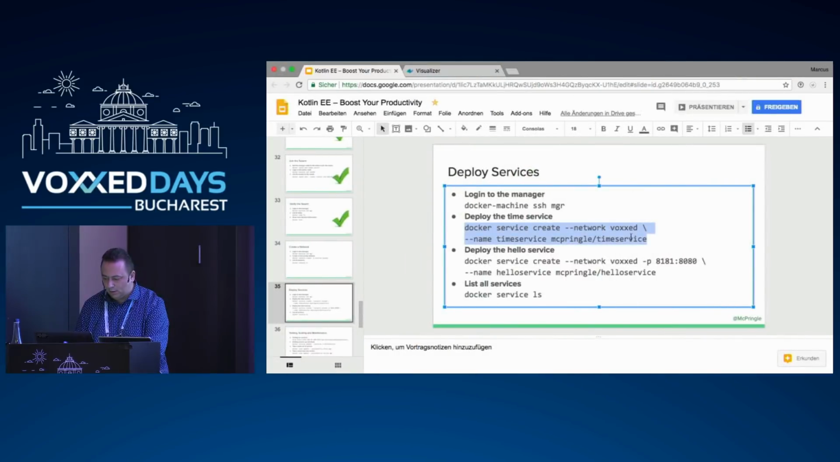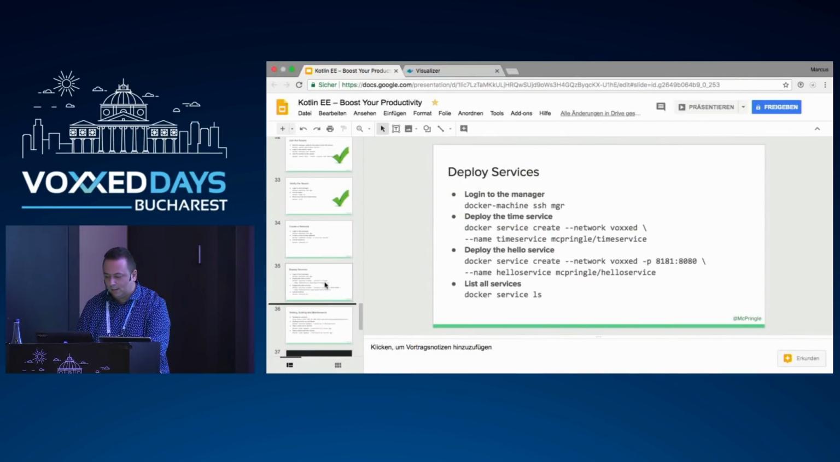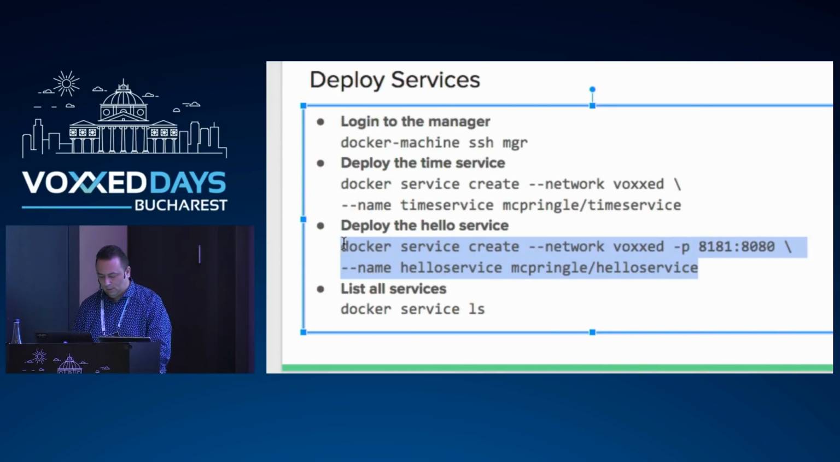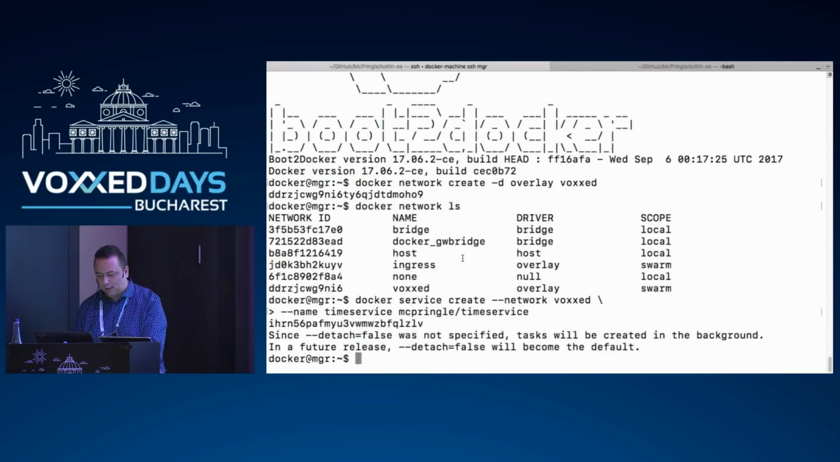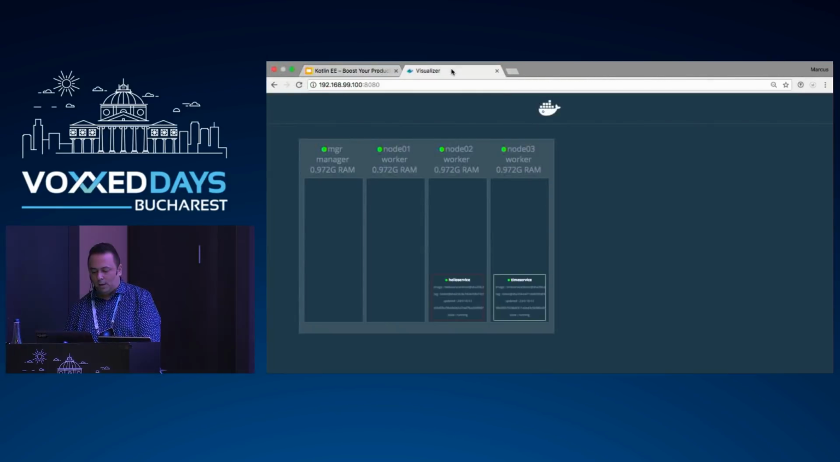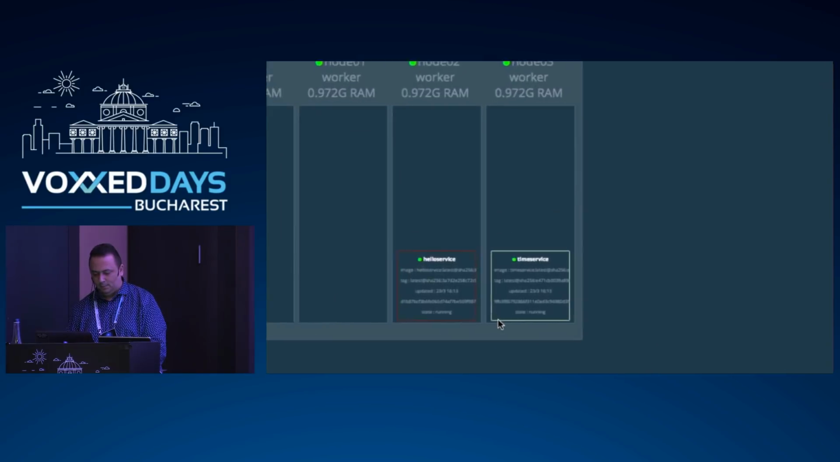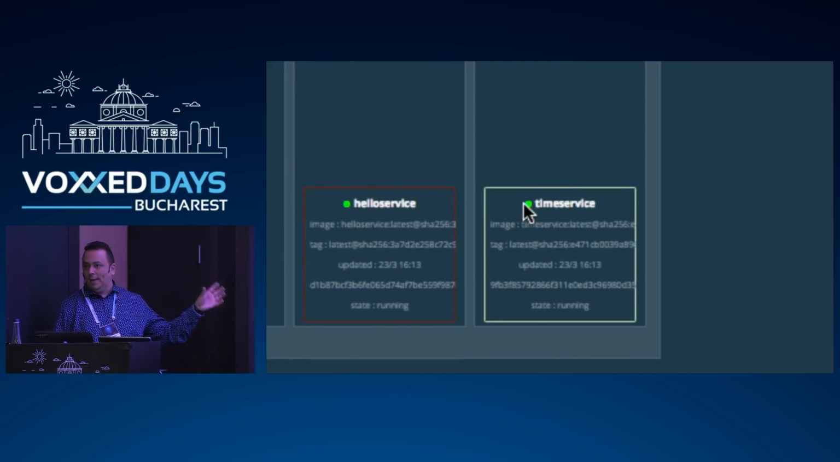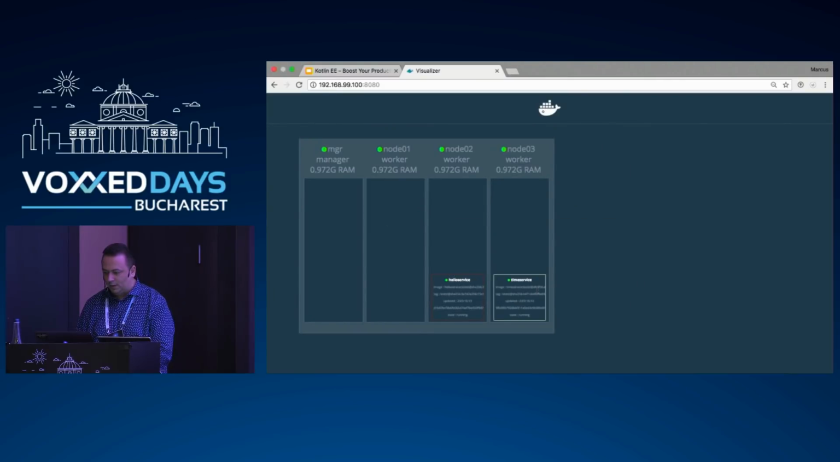And while it loads the image and starts it, let's look at the second service, because the second service should be available from outside, so we need a port mapping. So we copy this, paste it again, press enter. And if we now take a look at the visualizer, here it is. We will see one hello service and one time service. The green dot here means that they are up and running. And the color around is a random color, and it's the same for the same service. You see the image tag and updated and so on, everything is there.